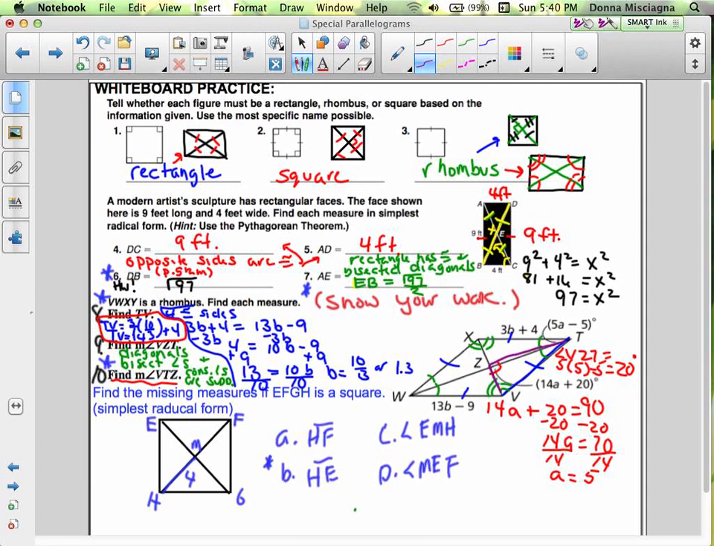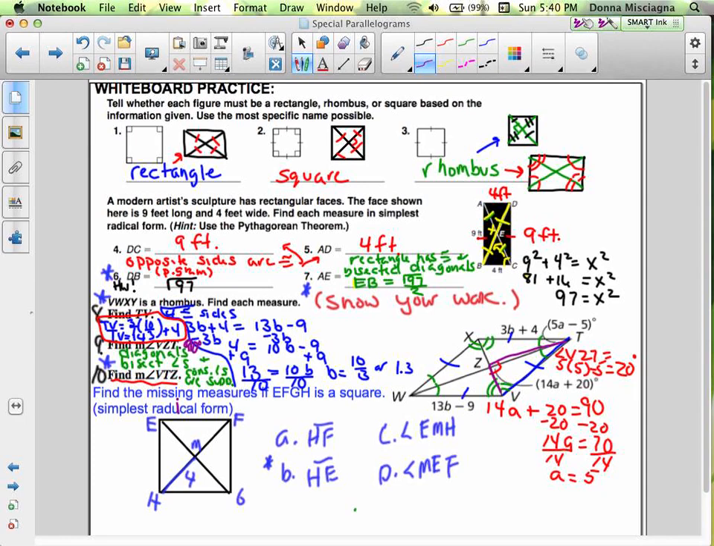This was number 9. So number 9 is the 90 degrees. So the measure of angle VZT is 90 degrees. I mixed up my Z's and my T's. The measure of angle VTZ, once we know what a is, is just equal to 20 degrees. And we're all done with this one. This one was the hardest problem so far, and that's only because I don't have that much space up here. The last thing we're going to do is find the missing measures if EFGH is a square, and we're going to use simplest radical form.